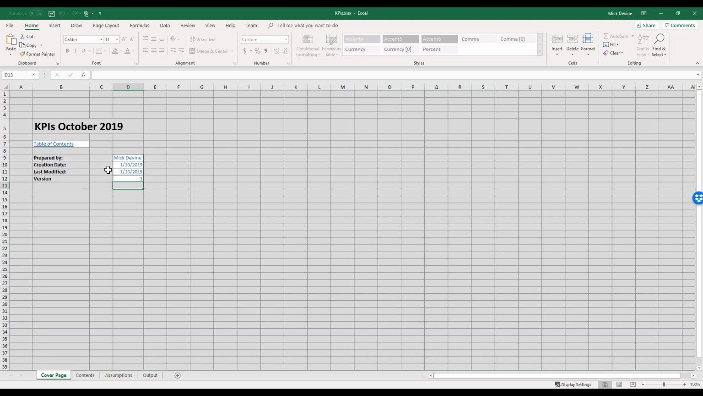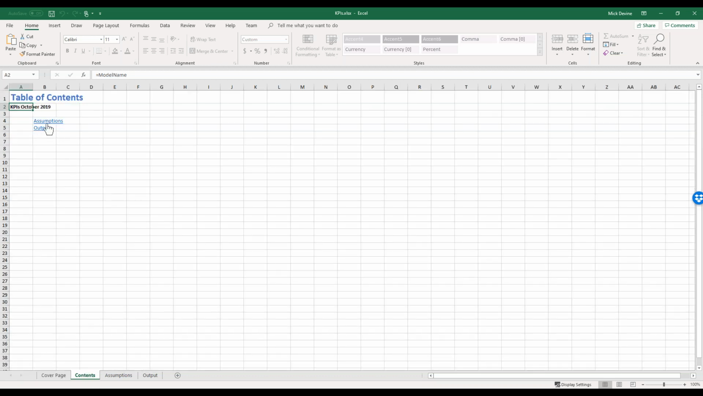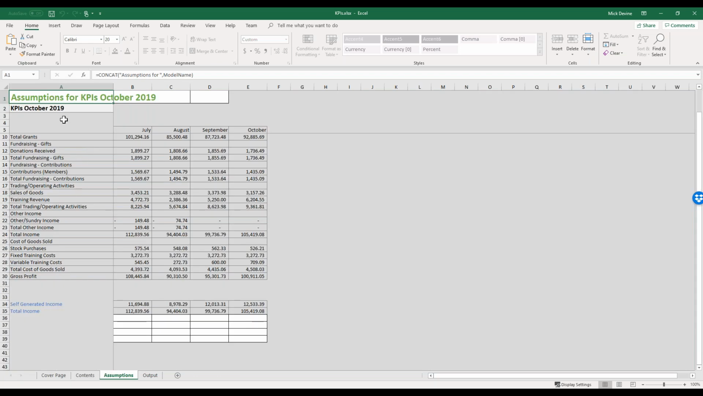Now, I've just got a very simple example here to show you the sort of thing I'm talking about. So we've got a cover page here, and these cells here on my cover page are the only ones that you can actually type numbers into. Everything else is locked and can't be changed. I've got a table of contents which has hyperlinks to my different pages. I've got my assumptions. So this is the basic data entry. And in this case, I've exported the income accounts from an MYOB profit and loss report.